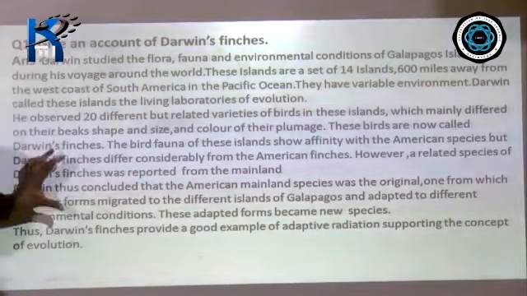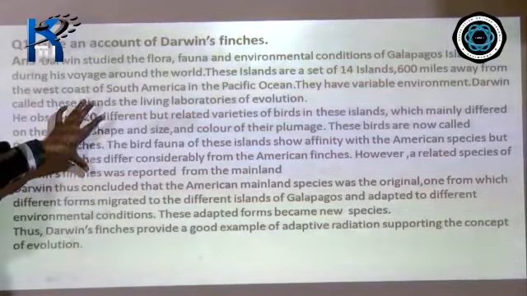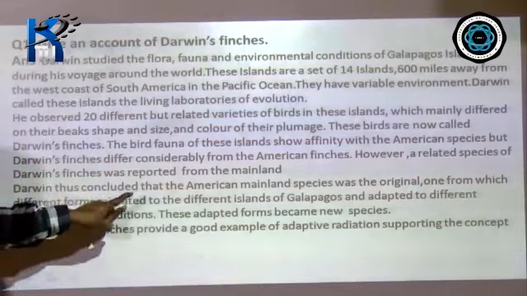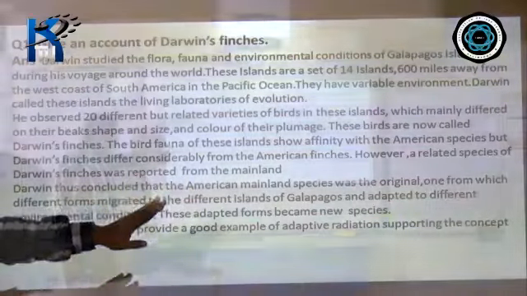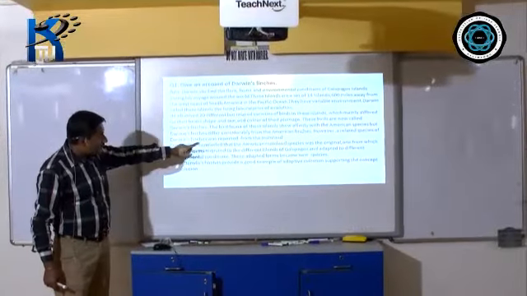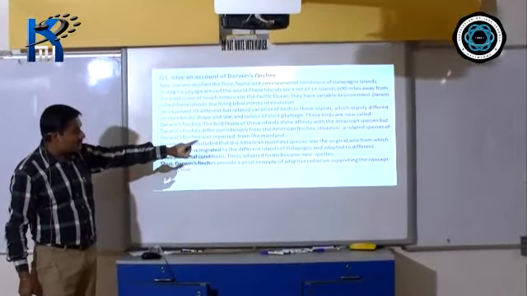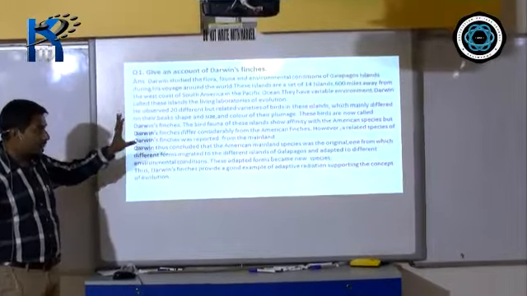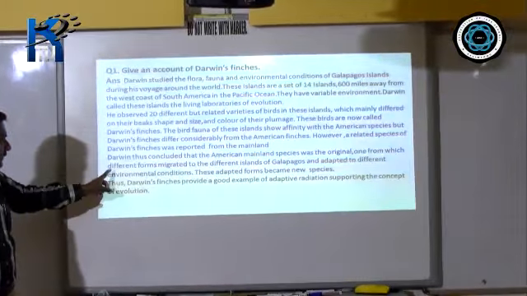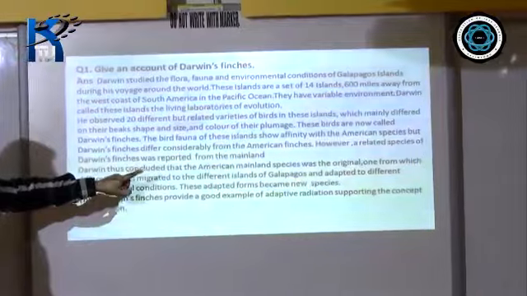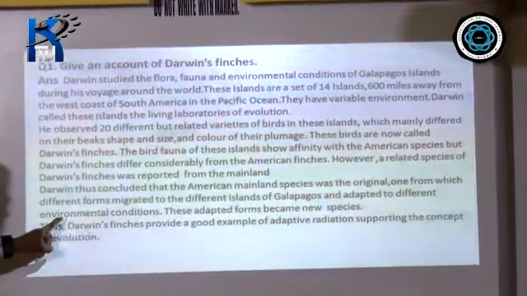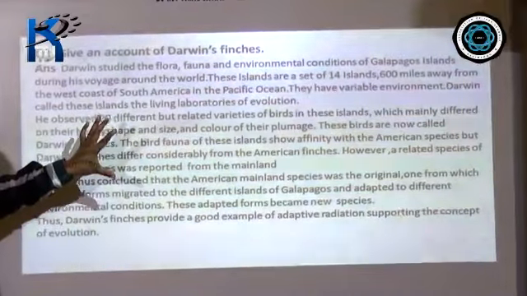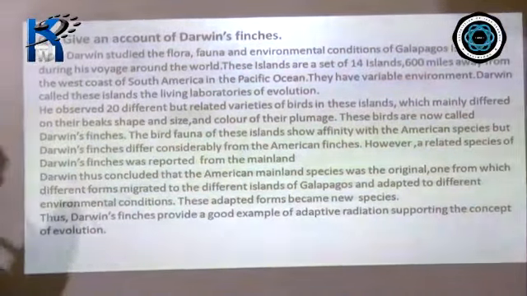Then from there, what conclusion did he draw? Darwin thus concluded that the American mainland species was the original one, from which different forms migrated to the different islands of Galapagos and adapted to different environmental conditions. That means the American mainland was the original one.